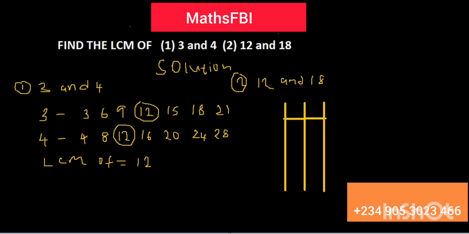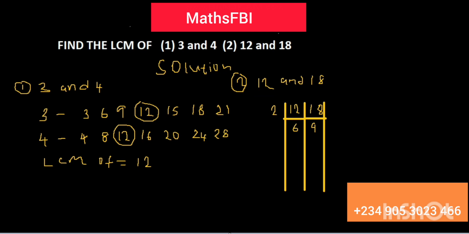The numbers are 12 and 18. So we make use of prime numbers. The first prime number to use is 2. So we divide through. 2 in 12 is 6. 2 in 18 is 9. And you will see that your knowledge of multiplication tables will help you.